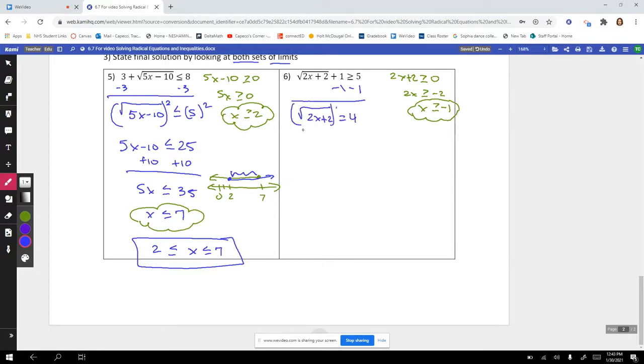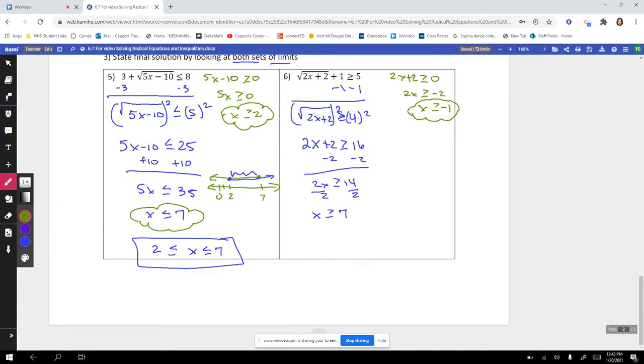To get rid of my radical sign, I square it. So I have 2x + 2 is greater than or equal to 4 squared, which is 16. Bring that 2 to the other side. 2x is greater than or equal to 14. Divide both sides by 2, and x is greater than or equal to 7.